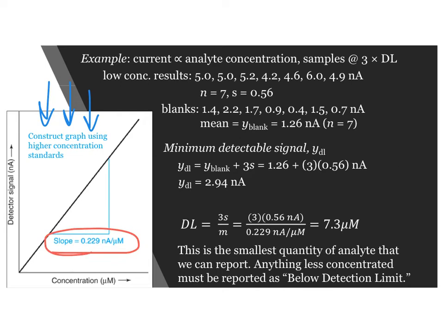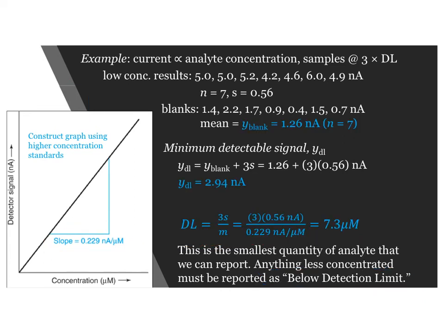The detection limit for the analysis is 3 times the standard deviation of the low concentration sample measurements divided by the slope of the calibration curve, 0.229 nanoamps per micromolar. Running through the calculation, we discover that the lowest quantity of analyte that can be detected by this particular instrumental method is 7.3 micromolar. Anything less than this amount must be reported as below the detection limit rather than as a zero value.